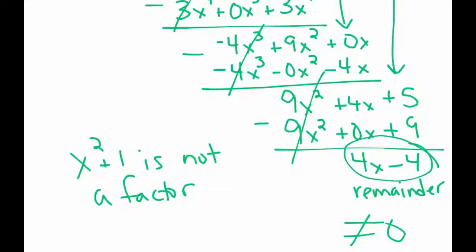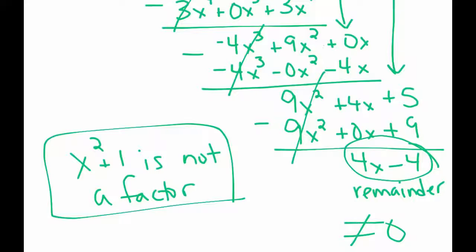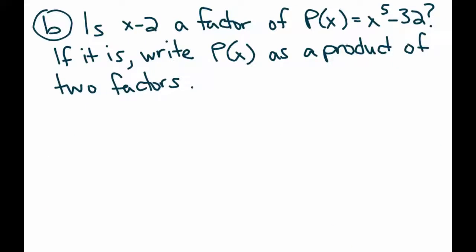Well, guess what? Since that example was not a factor, I bet my next problem is going to give me 0 for the remainder. So let's do this again. Is x minus 2 a factor of p of x equals x to the fifth minus 32? If it is, write p of x as a product of two factors.